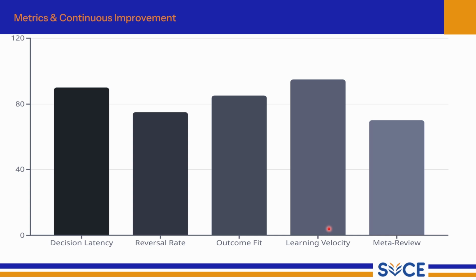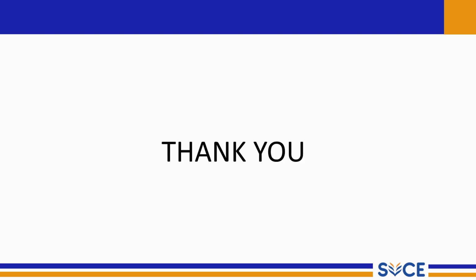And the last one is meta review. We don't just review projects, we review how we make decisions. This meta review strengthens our decision-making process over time. So improve the way we choose. So until now we have learned agile decision making. Thank you.